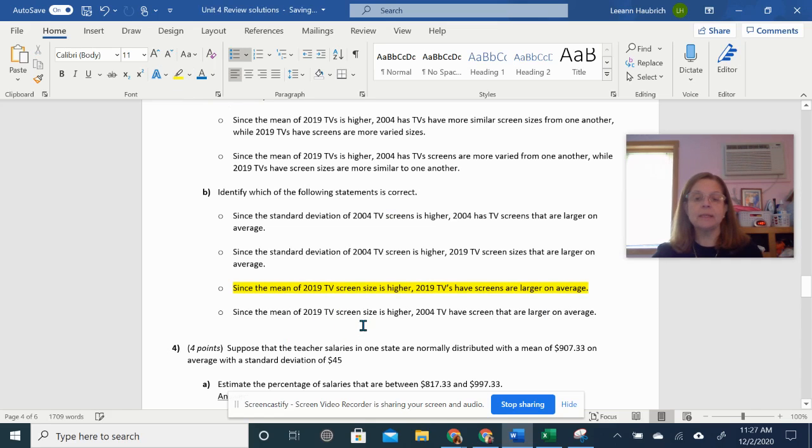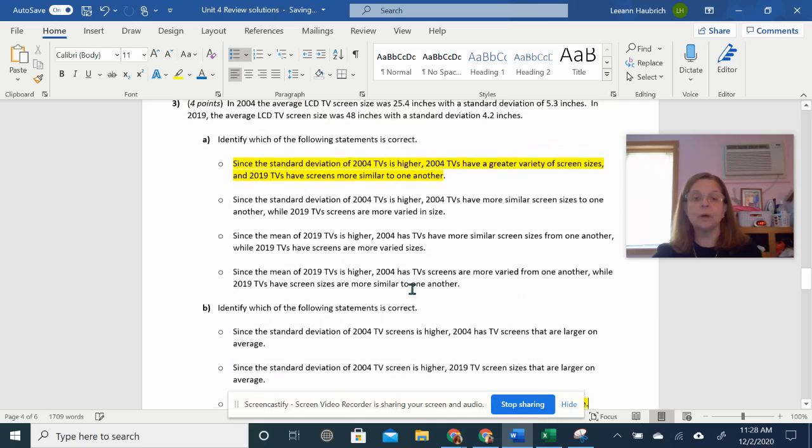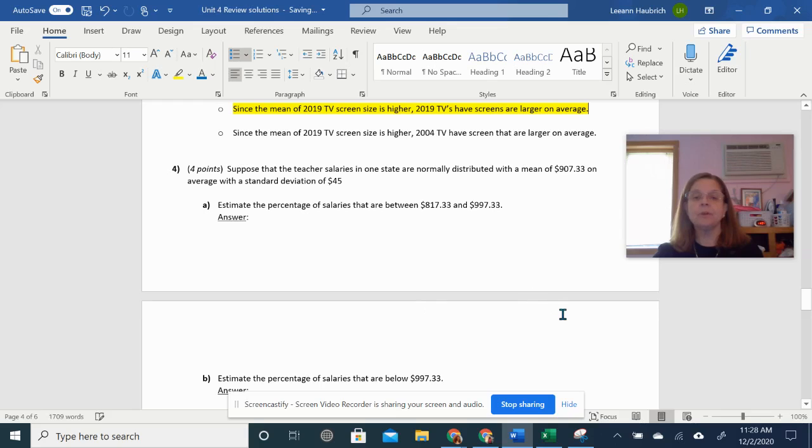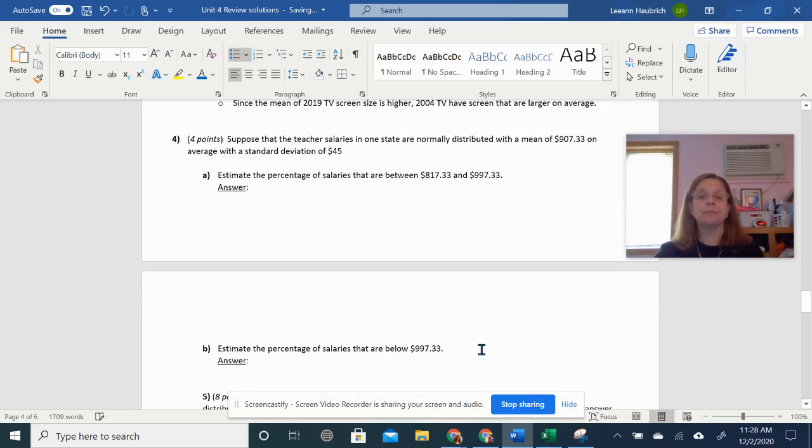Since the 2019 TV size is higher, the 2004 screens are larger. Well, that's totally false. So there's 1 and 1. This had 1 that worked. Okay, moving on to the next question.